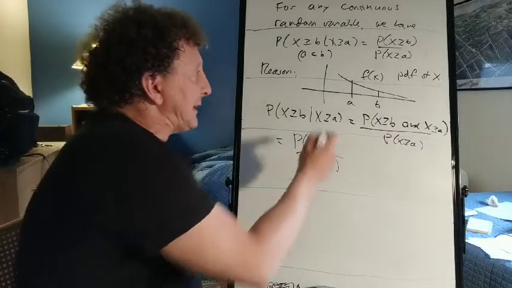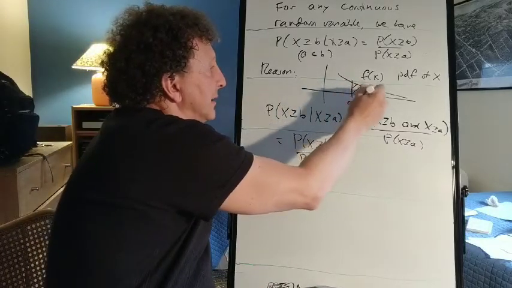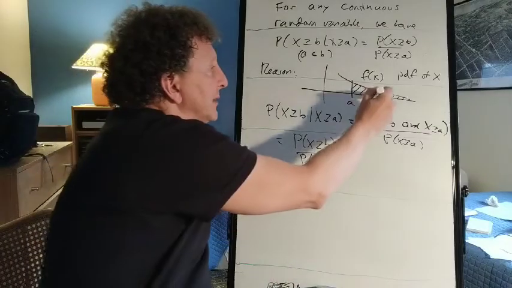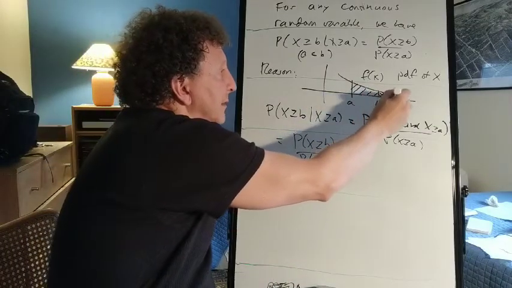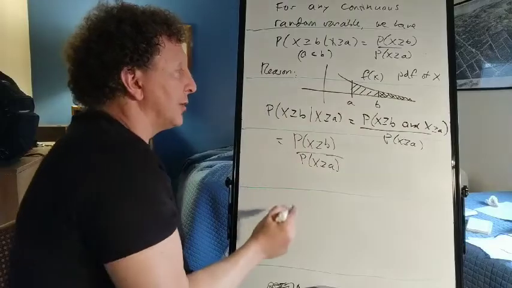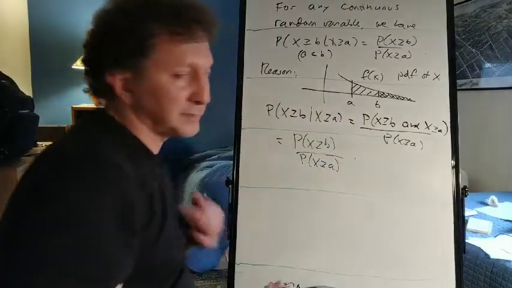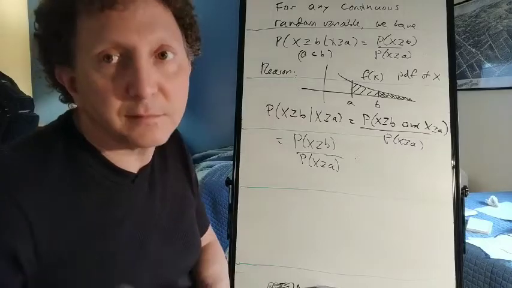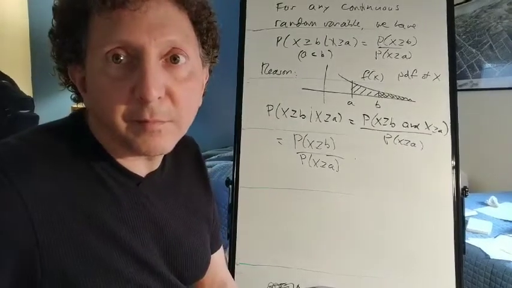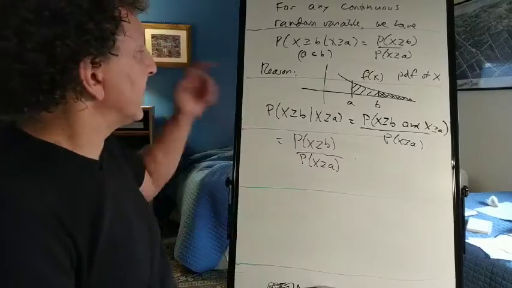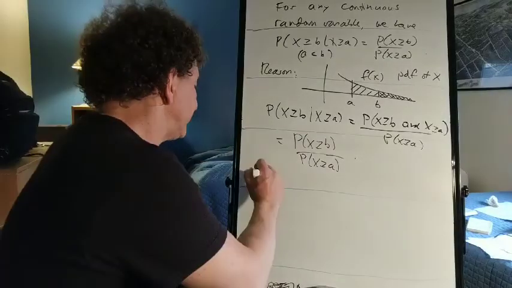And we can see that given that we're greater than or equal to a, the probability that we're greater than or equal to b is this area divided by the whole area which is shaded, the probability that x is greater than or equal to a. Now this formula becomes even simpler in the case that x is an exponential random variable.